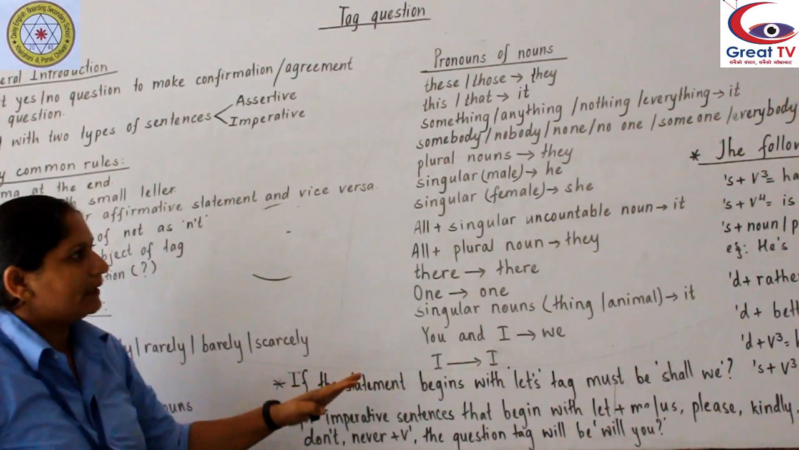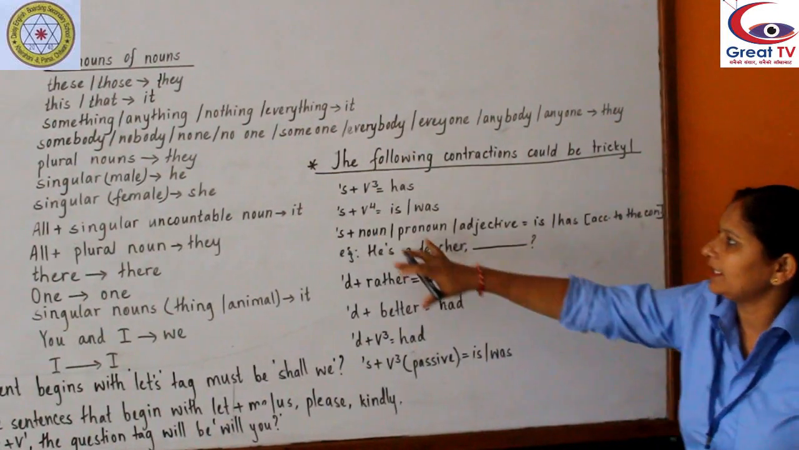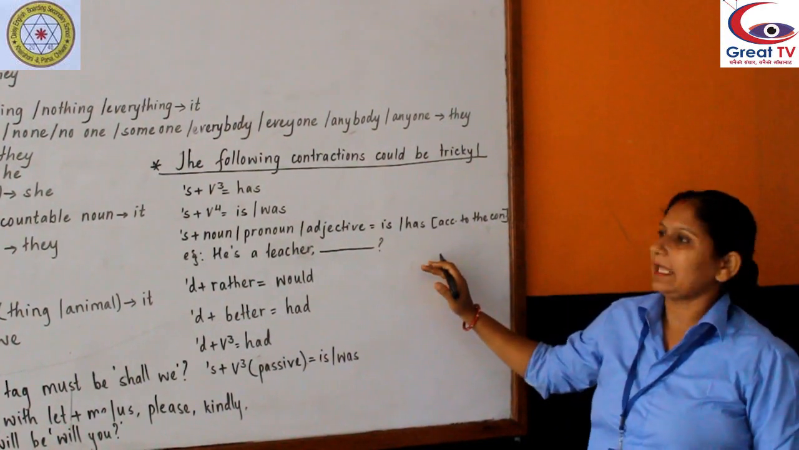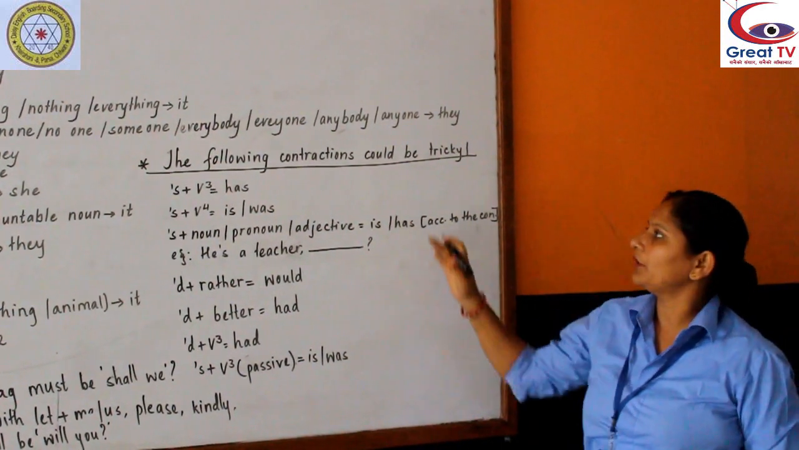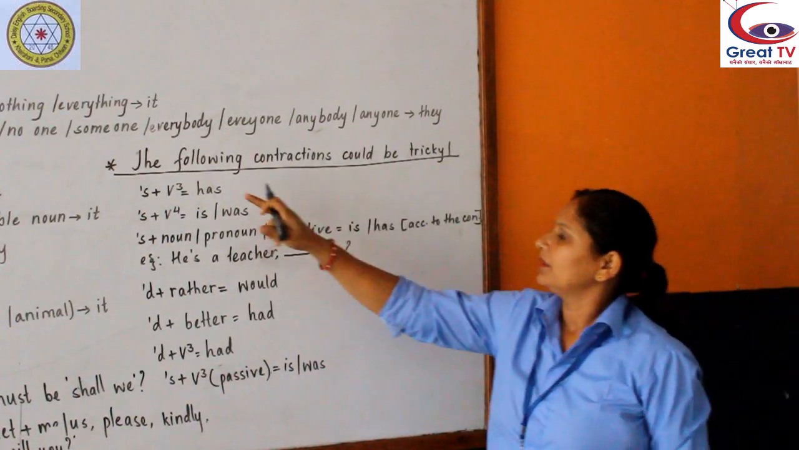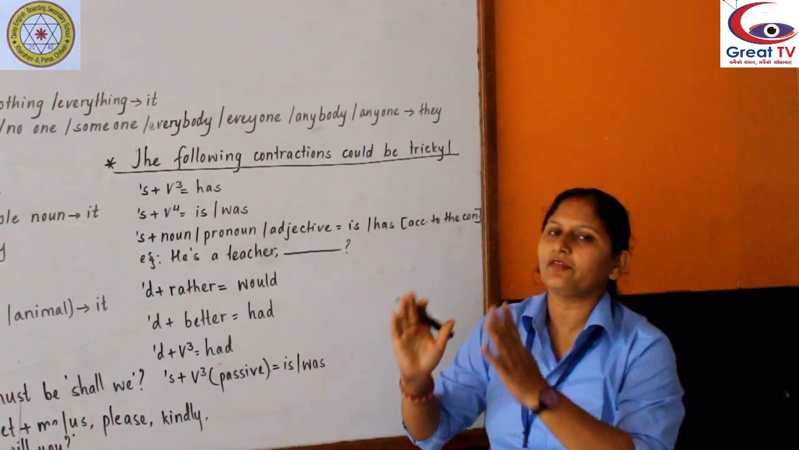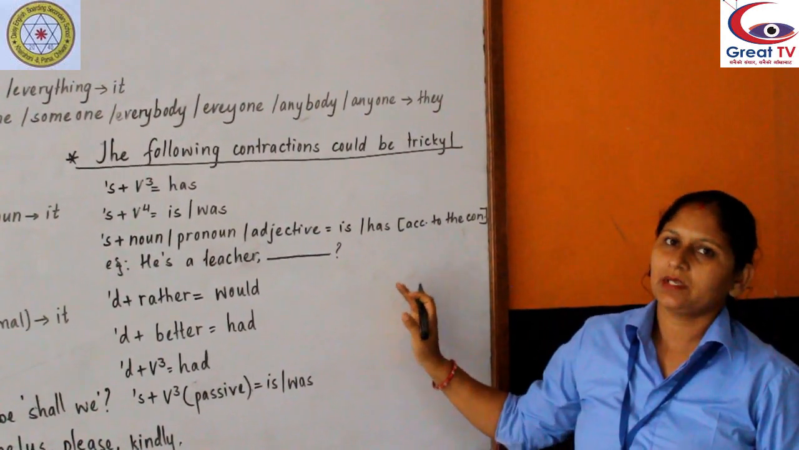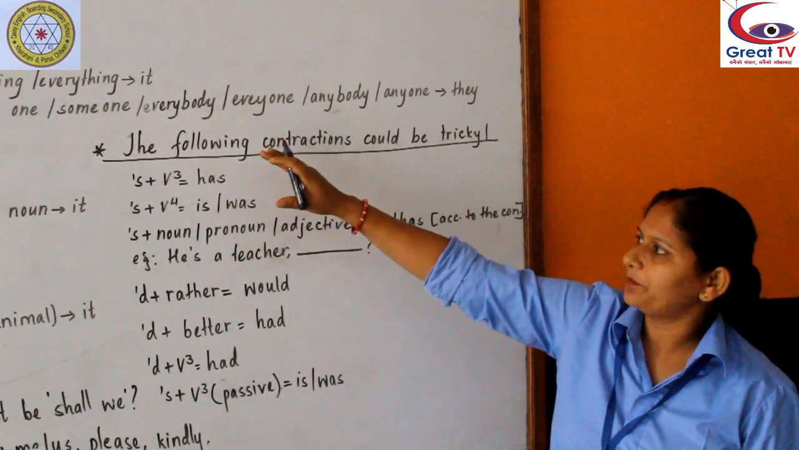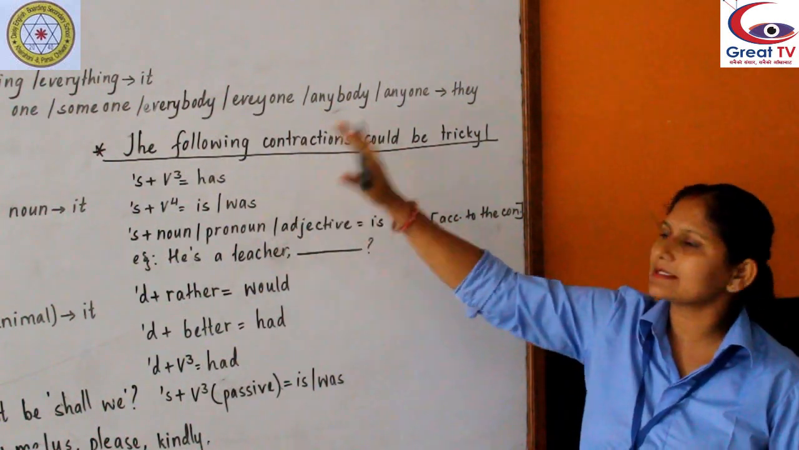Okay? Now, here is something tricky, that could be confusing, that may put you in confusion. So, let me make your concept clear. The following contractions could be tricky. Here are some short forms that may be quite confusing for you. They may put you in a dilemma. So regarding this, let me make it clear.